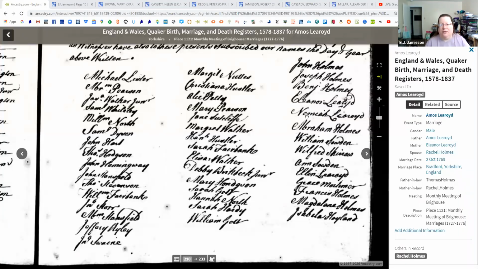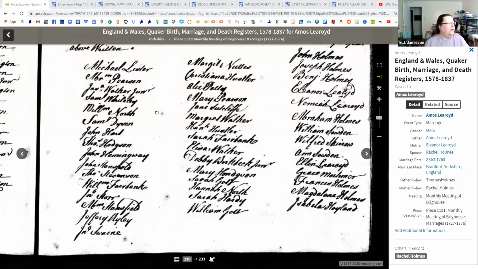Yeah, that right-hand column on the Quaker marriage record is almost always where close family signed. And there are some other people over here, like this Michael Lister, who is actually one of Isabella's first husband's relatives, so he's a cousin, and various other things like that. But this is where the close family will have signed.